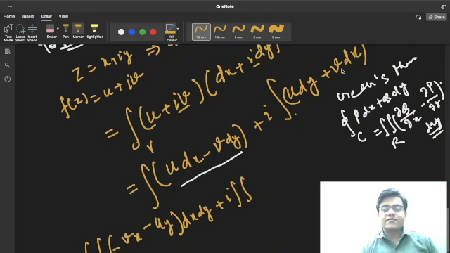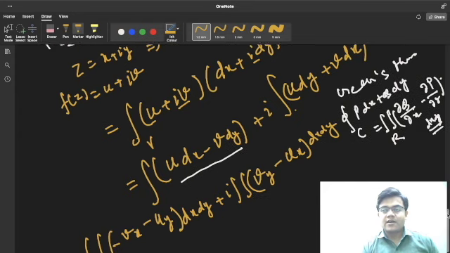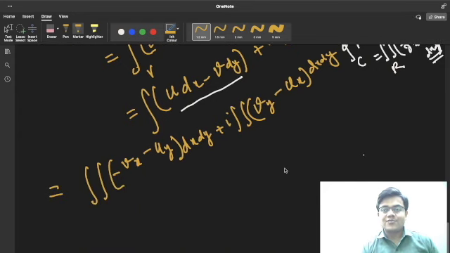And plus iota double integral, it will become u dy plus v dx. So once again it will become vx and minus ux... I mean vx, vy and minus ux. Okay, vy means del v by del y minus del u by del x, you can easily see, and certainly here dx dy. Now Cauchy Riemann will come to encounter.